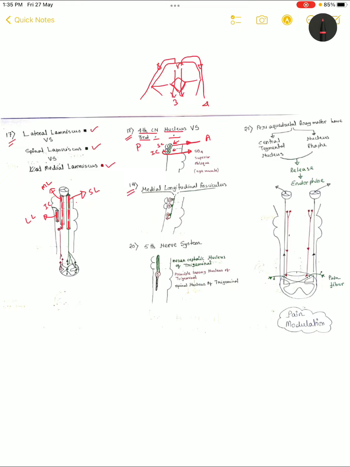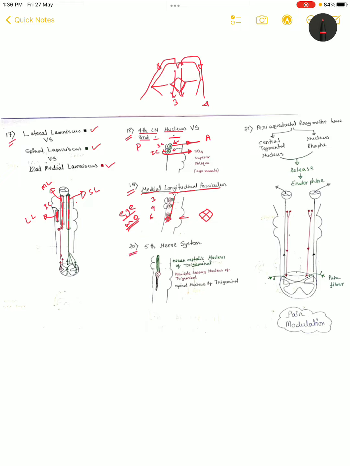Okay, now let's come to slide 19. You see here it is written medial longitudinal fasciculus. What is this? You know third, you know fourth, you know sixth, and our vestibular. The vestibular, I just wrote down like this because it has four parts of this nucleus. These four nuclei are connected via this fasciculus. Why? Because of eye movement coordination. Eye movement is a complex thing, and all these movements are very tightly interconnected via this medial longitudinal fasciculus. Claro?